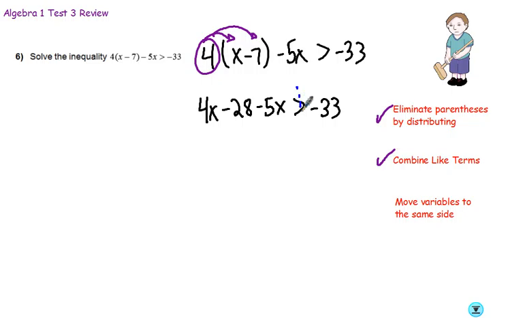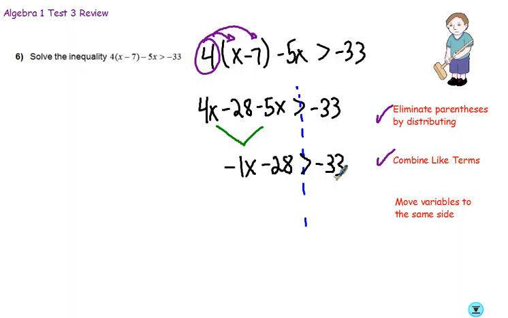So again, that inequality symbol is what splits it. It looks like 4x and negative 5x are on the same side, so that means that I can combine them. So I have 4 positives and 5 negatives. There are more negatives, by 1 more negative, so I'd have a negative 1x. And then I'm just going to bring everything else down: minus 28 greater than negative 33.